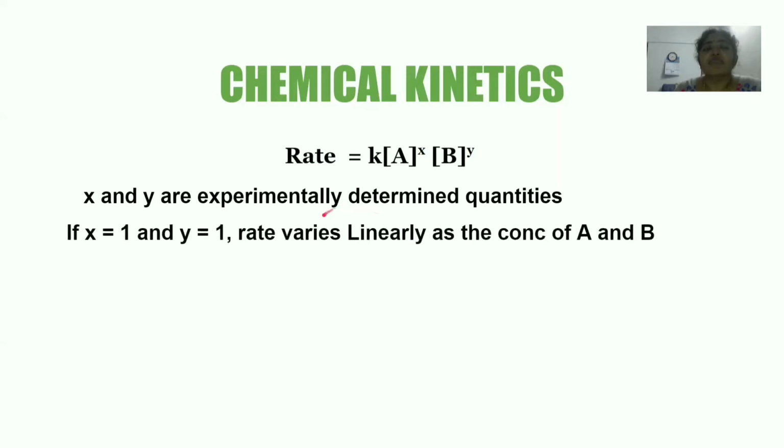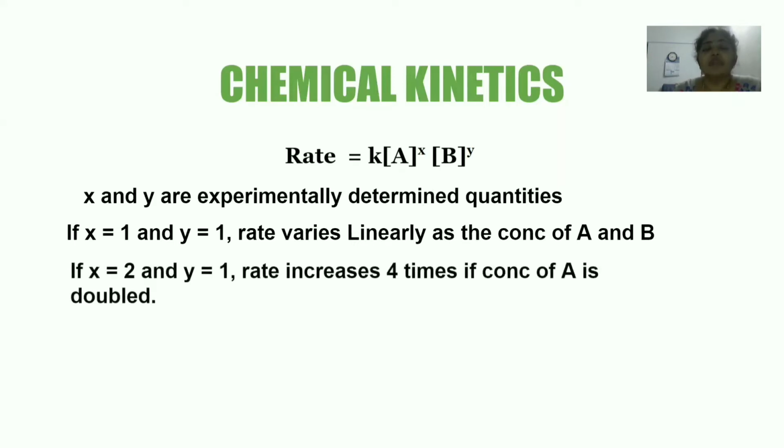Okay. Now, if the value of x and the value of y is 1, what does that indicate? That indicates that the rate is equal to k into concentration of A raised to 1 into concentration of B raised to 1. That means in this case, the rate of the reaction depends on the concentration of reactant A as well as on the concentration of reactant B. So if we were to plot a graph, we would get a linear graph. The rate would vary linearly with the concentration of A and B. That means as the concentration of A increases or as the concentration of B increases, the rate of reaction also increases and vice versa.